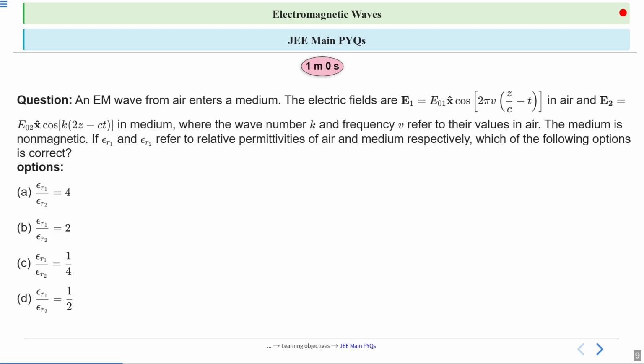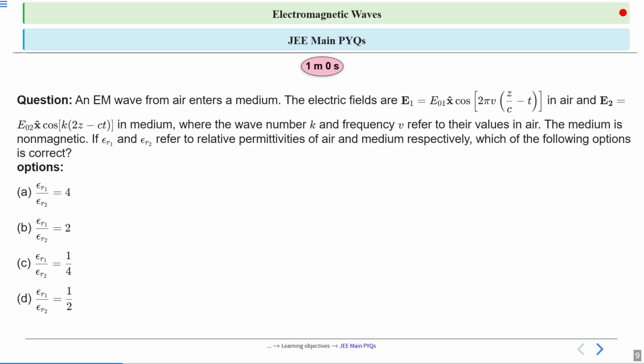So two equations of electric field are given. One is for the electromagnetic wave in air and one is for the electromagnetic wave in the medium. They have modified the argument of cos also. In the second equation, it is written k2z minus ct. So if we multiply z in the equation, it will become 2kz minus kct. We know that omega by k is equal to c, so omega will be equal to kc. So when k multiplies with ct, it will become omega t.